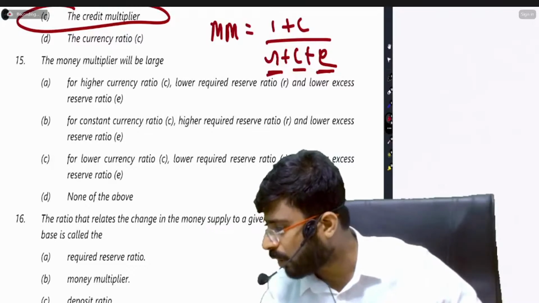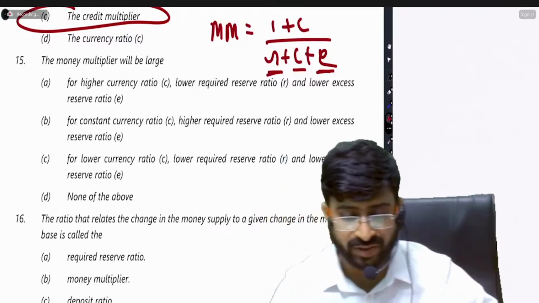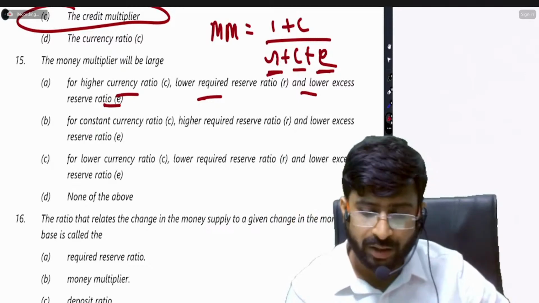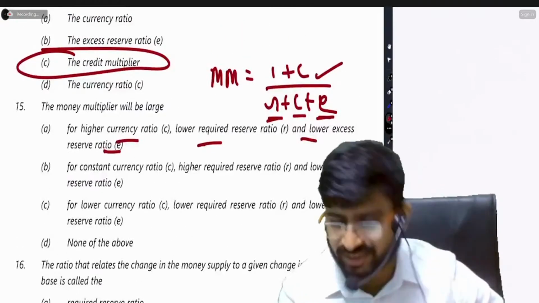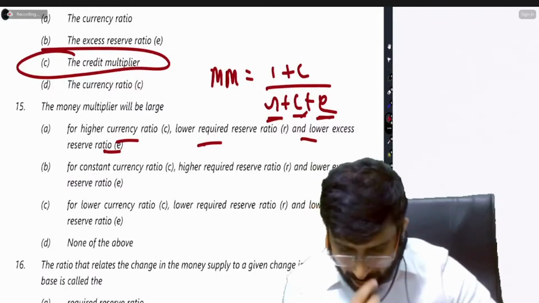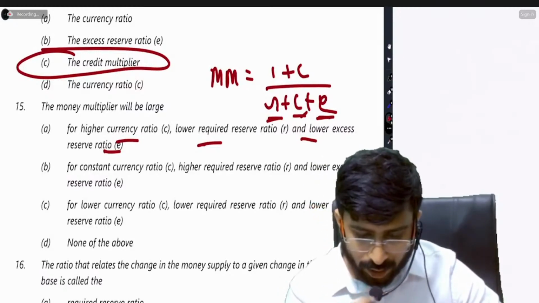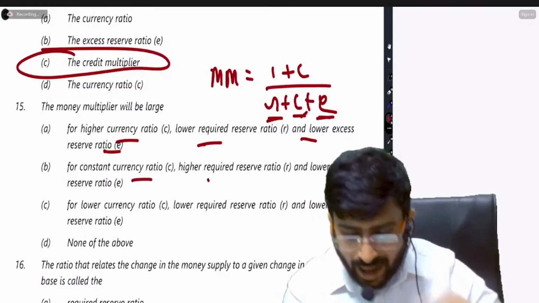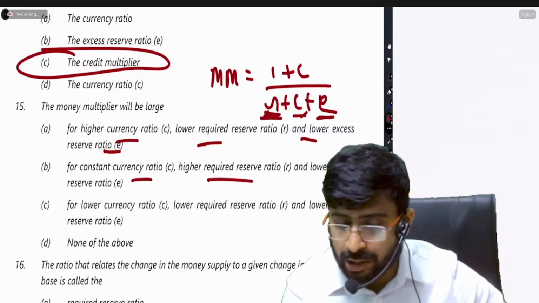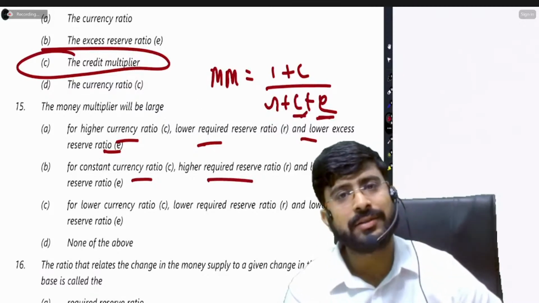So friends, now let's see what the options are. High C, low R, no. High C I cannot tolerate because yes, C is above, but C ऊपर में तो है पर C नीचे में भी है. तो हाई सी तो नहीं बोलेंगे. कांस्टेंट सी, हाई आर नहीं. अगर हाई आर बढ़ेगा तो मनी मल्टीप्लायर घटेगा ना.